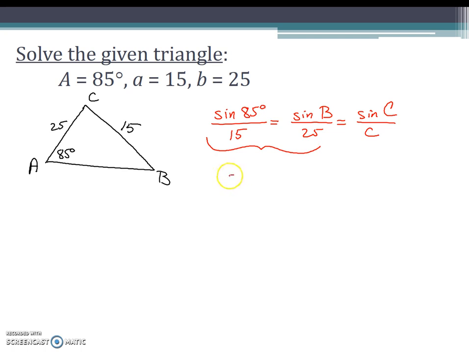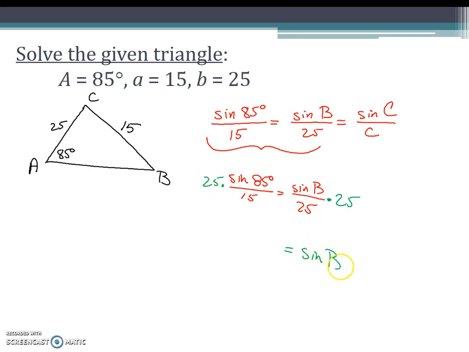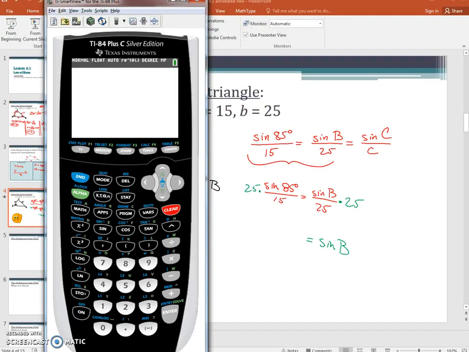So if we isolate the sine of B, it equals this guy, we can algebraically multiply both sides by 25 to solve for sine of b. And so now we've got sine of b here by itself, and we can punch that into our calculator real quick. So I've got my calculator. I'm going to put this whole expression into there. So that would be the sine of 85 divided by 15 and multiplied by 25, and we get 1.66.